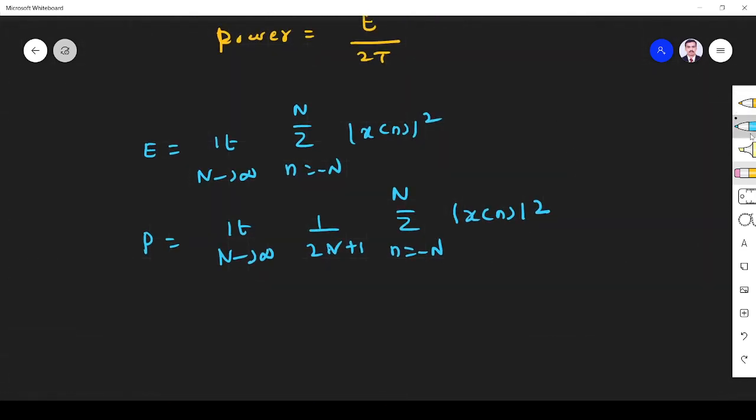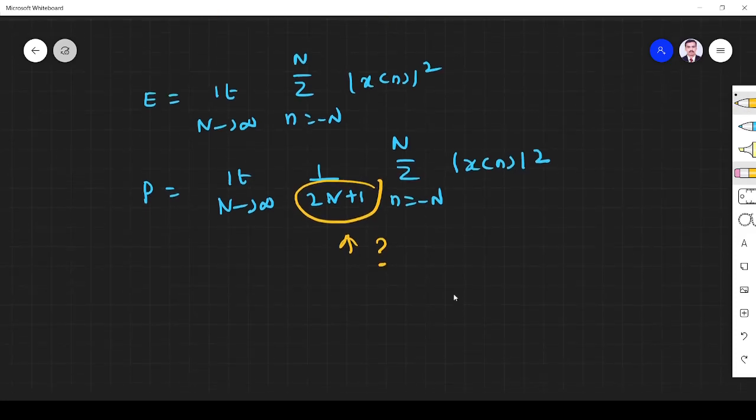But here you must see why it is 2N plus 1 instead of 2N. That is the question. Try to answer it in the comment section. Why is it not simply 1 by 2N? Okay, so this is called a power signal.